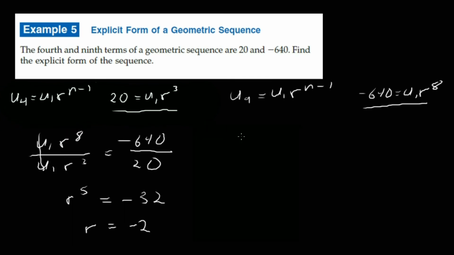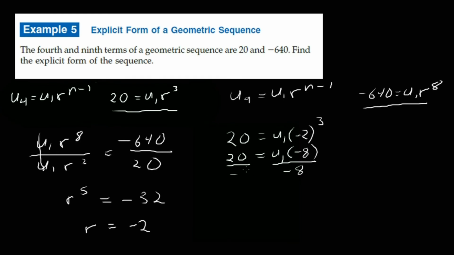Now, in order to find our explicit form, we need to find the first term of our sequence. Well, we know our common ratio now, so we can just substitute that back into this formula and solve for u sub 1. So 20 is equal to u sub 1 times negative 2 to the 3rd power. Negative 2 to the 3rd is negative 8. Just divide both sides by negative 8, and we'll get our first term. 20 over negative 8 simplifies to negative 5 halves.